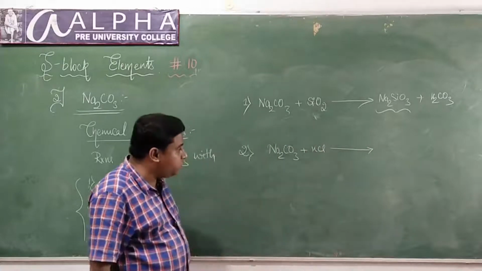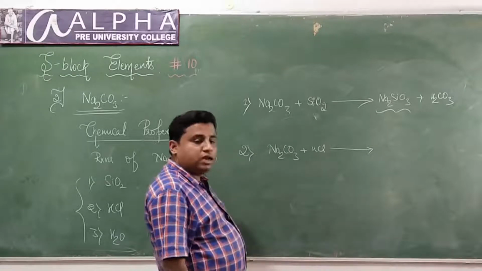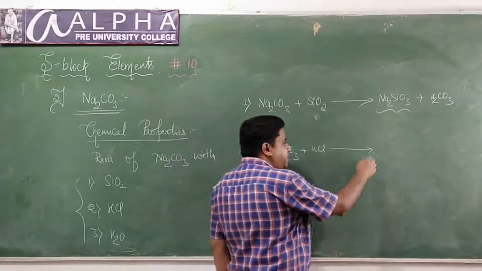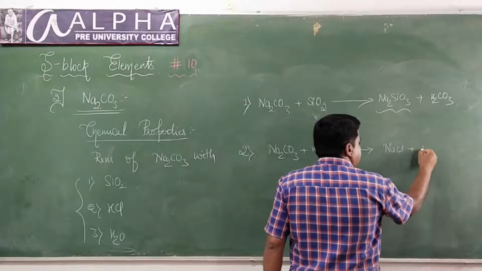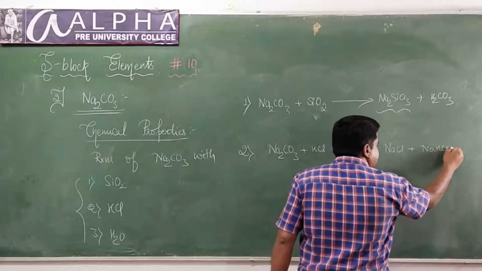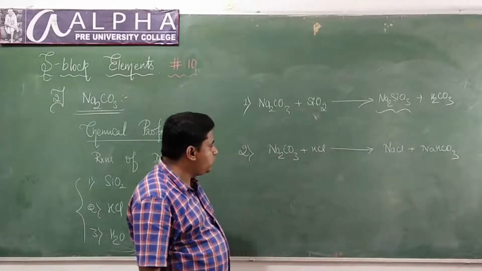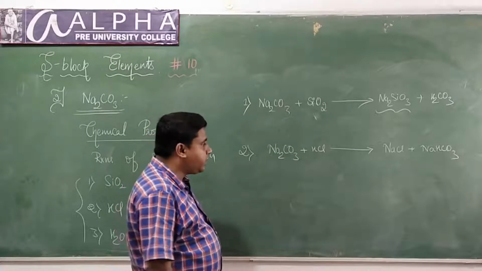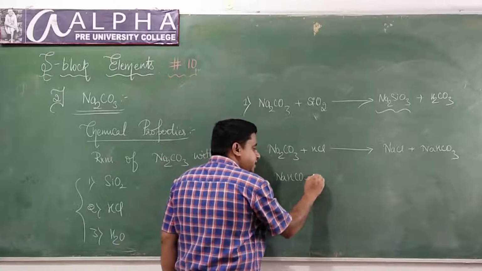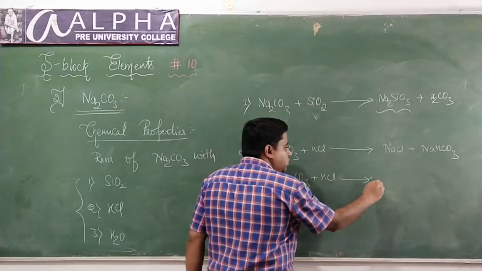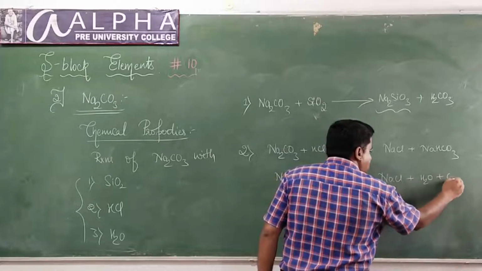What are the products formed? When sodium carbonate reacts with HCl, the products are sodium chloride and sodium bicarbonate. Are you getting my point? Again, the sodium bicarbonate reacts with HCl to form sodium chloride, water and carbon dioxide.